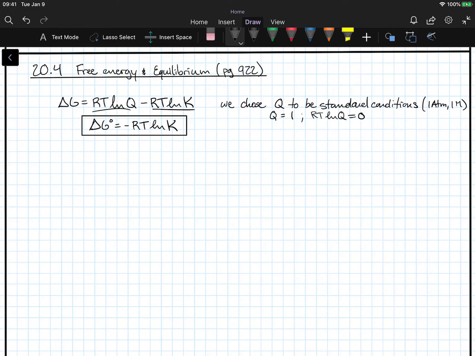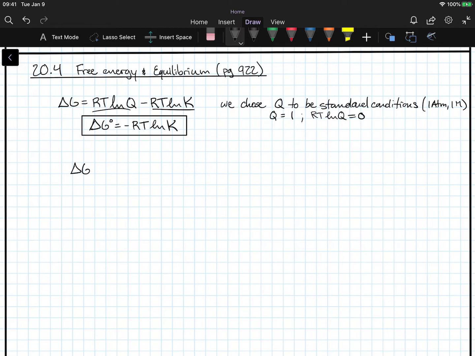What we can do with this now, so this is under standard conditions. We chose Q to be 1 molar, and more often than not, as we saw in lab, Q was not 1 molar. In fact, it was usually not 1 molar. So there are other times when Q will not be equal to standard conditions, and we need to think about how we can modify this in order to calculate the Gibbs energy under non-standard conditions. So what we do is we go back to our equations.